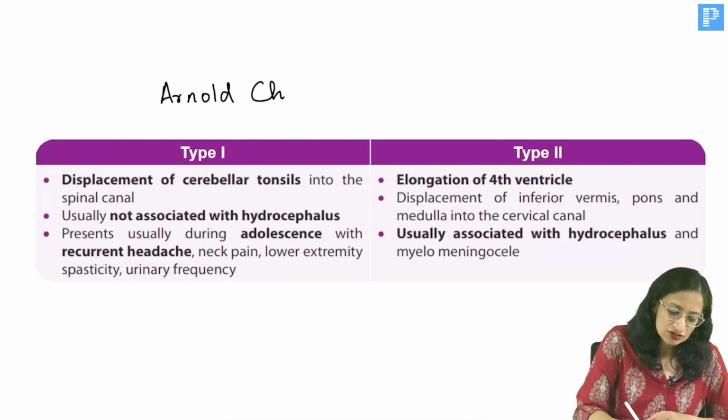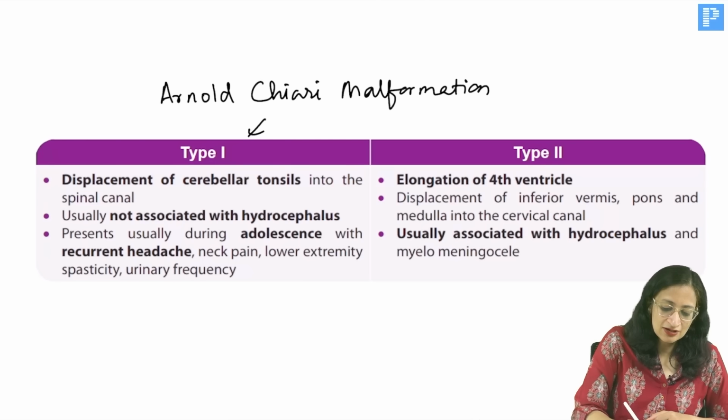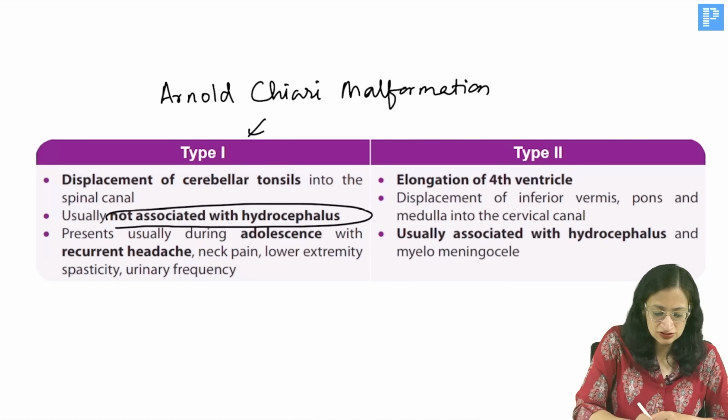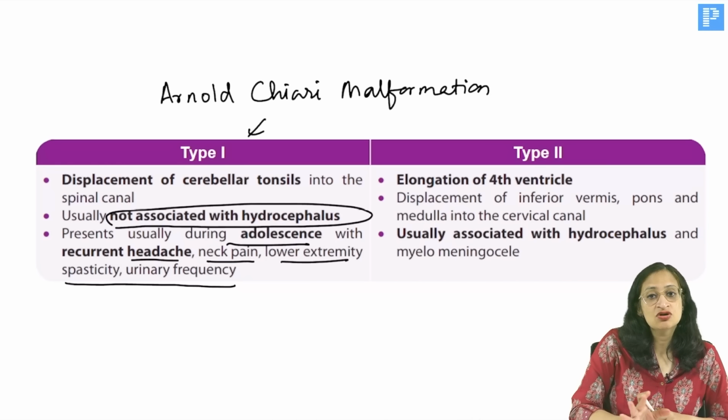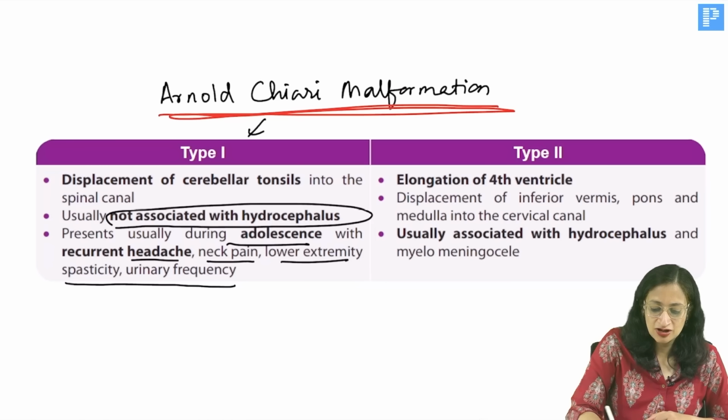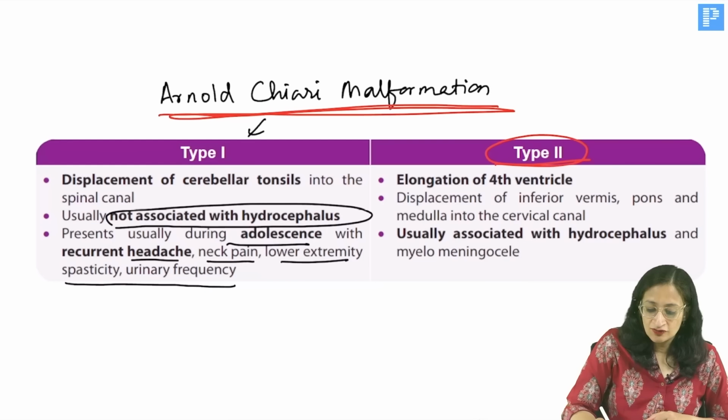Arnold-Chiari malformation has two main types. Type 1 is where there is displacement of cerebellar tonsils into the spinal canal, and it is not associated with hydrocephalus. Patients usually present during the adolescent period with headache, neck pain, lower extremity spasticity, urinary frequency, but it is not associated with myelomeningocele.